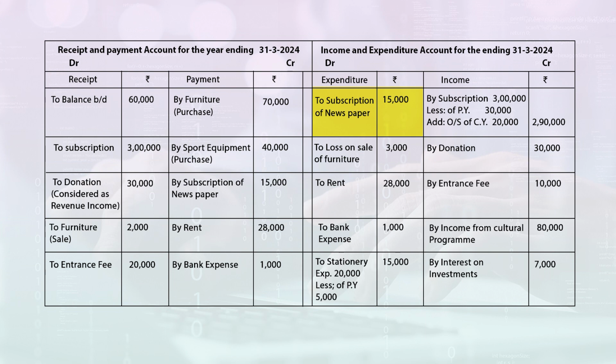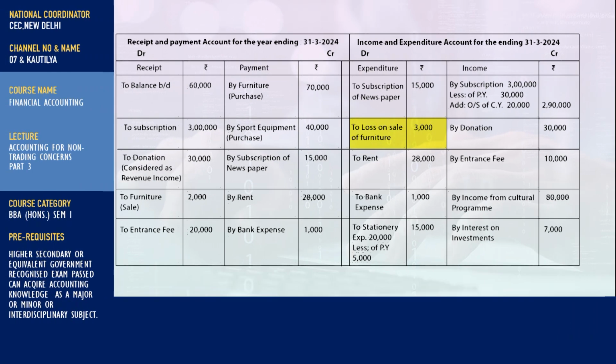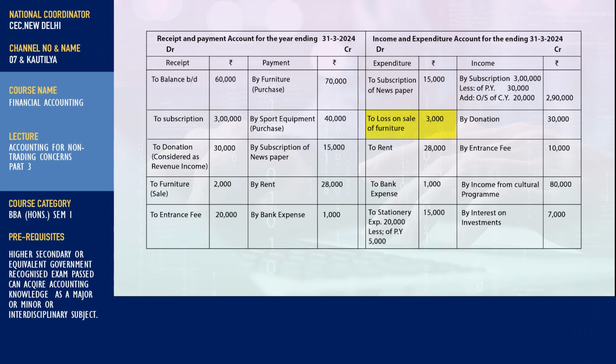Moving on to the income and expenditure account, the very first item is the subscription of newspaper which amounts to rupees 15,000. Then there is loss on sale of furniture which amounts to 3,000. Then there is rent which is 28,000 rupees. Then there is bank expense of rupees 1000. The stationery expense in this case amounts to rupees 15,000, which is calculated by deducting 5,000 rupees of the previous year from the overall expense of rupees 20,000.